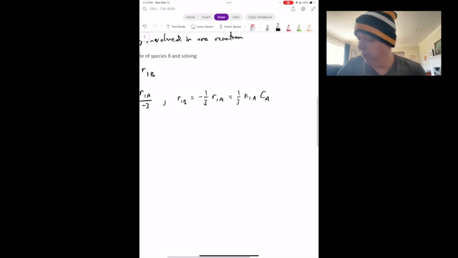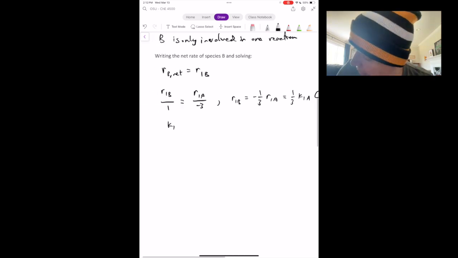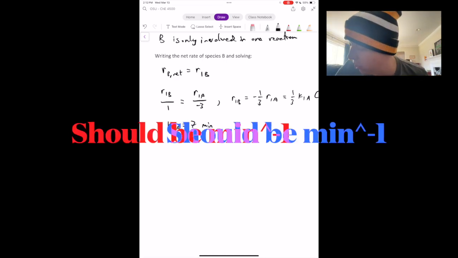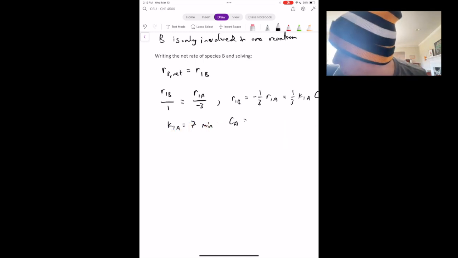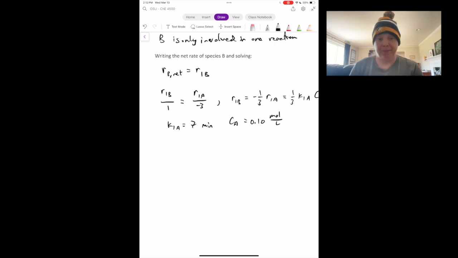And I know what both K1A and CA are. K1A is going to be 7 per minute. I'm given that information. And CA is going to be 0.10 moles per liter. And I'm also given that information in the problem statement. Now I can take this information and put this into the mole balance. So we know what the mole balance is for a CSTR. That's going to be V is equal to the flow rate coming in minus the flow rate coming out.